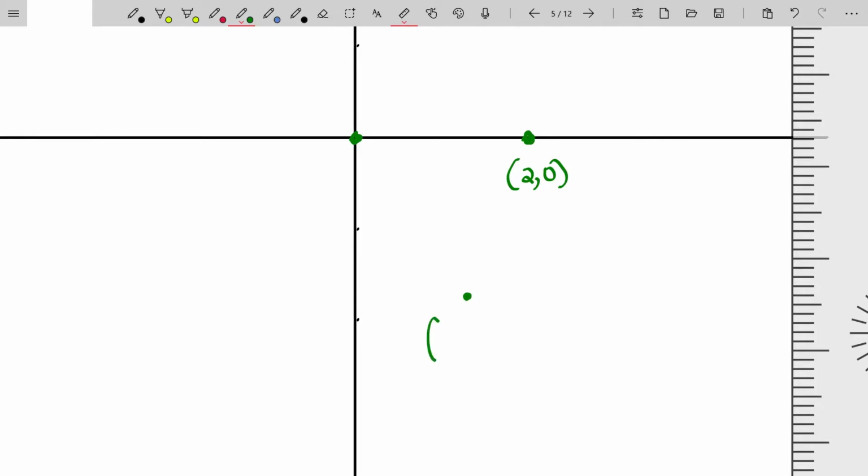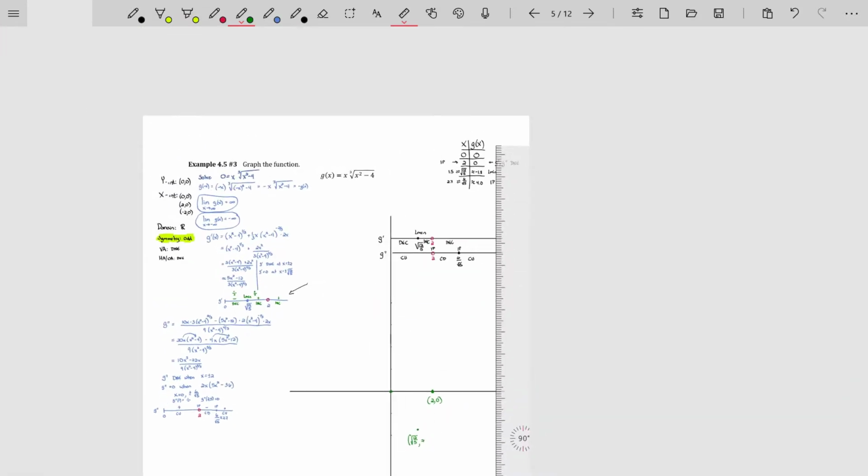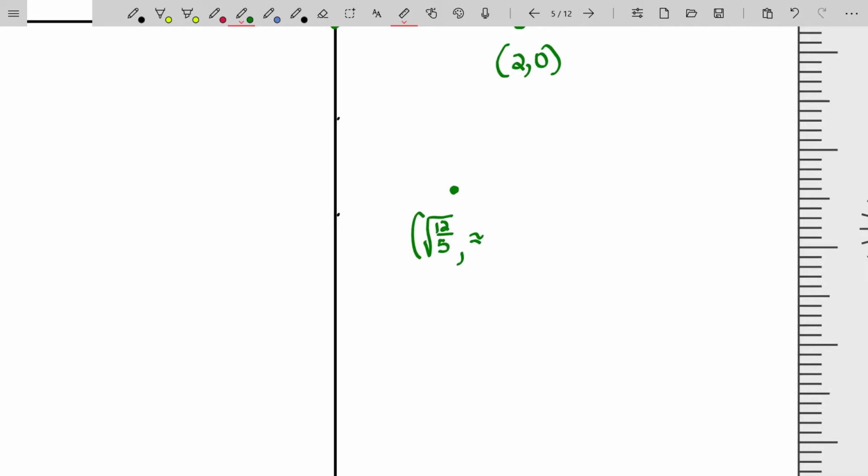And this again is root 12/5, comma, roughly, right? Because we don't know. I didn't really exactly compute that, so it's roughly negative 1.8. I'll just put negative 1.8. I think that's very fair. All right, so we get that.